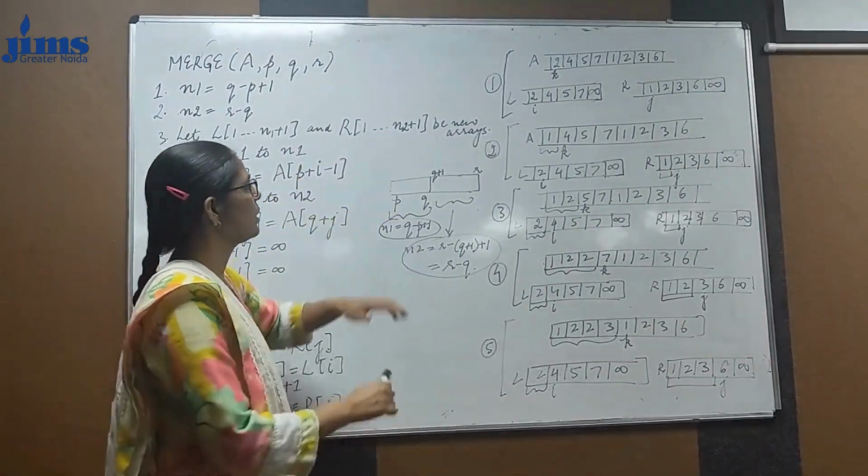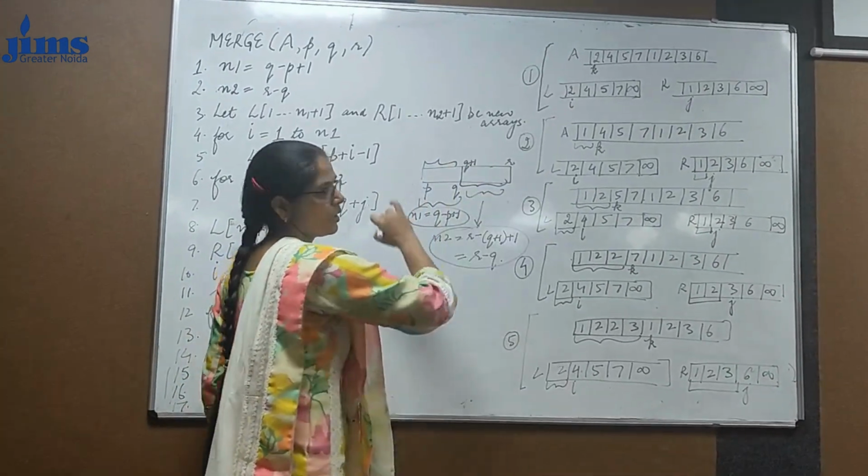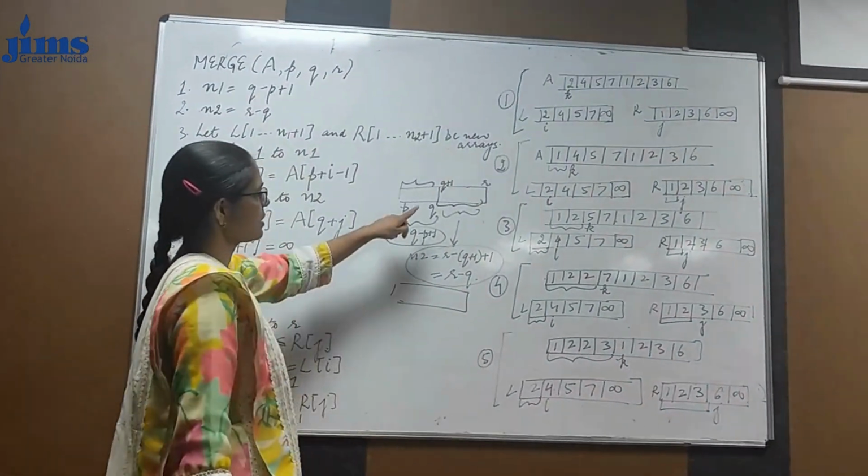I say that there are two sorted subarrays. This one is individually sorted, this one is individually sorted. Now we have to merge so that the overall array is sorted. So what is the scenario?